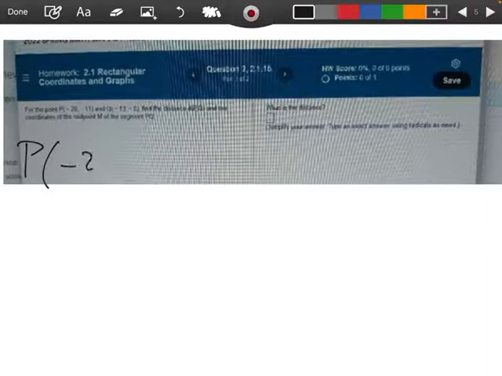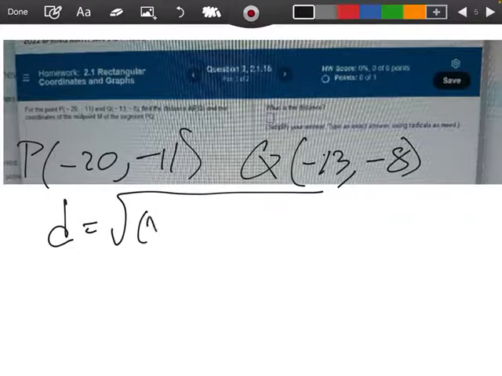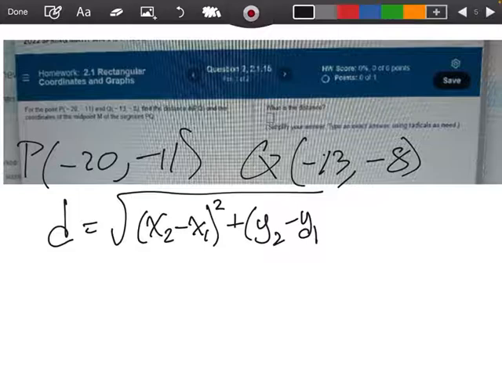Okay, so my point P has coordinates negative 20 and negative 11, and my Q point has negative 13, and again, I believe that's a negative 8. Okay, so what we're going to do is find the distance formula. So the distance formula, y'all, is given to me like this. It says x2 minus x1 squared plus y2 minus y1 all squared.